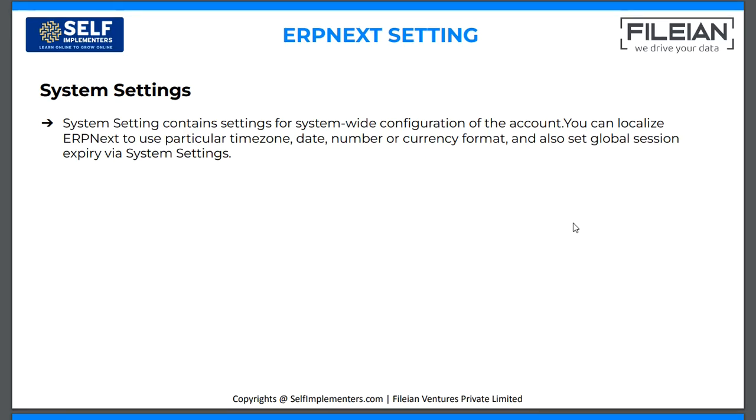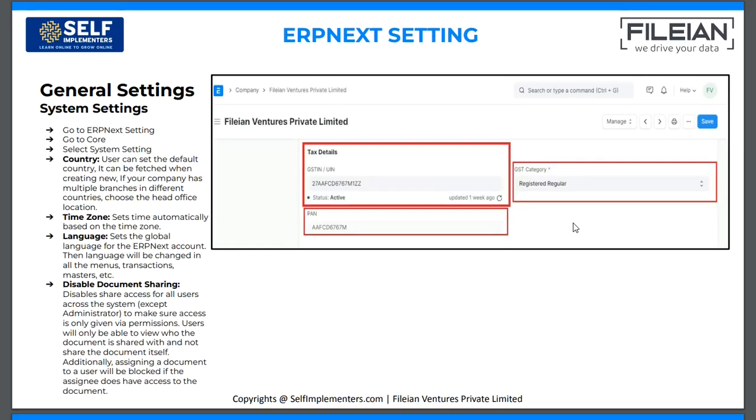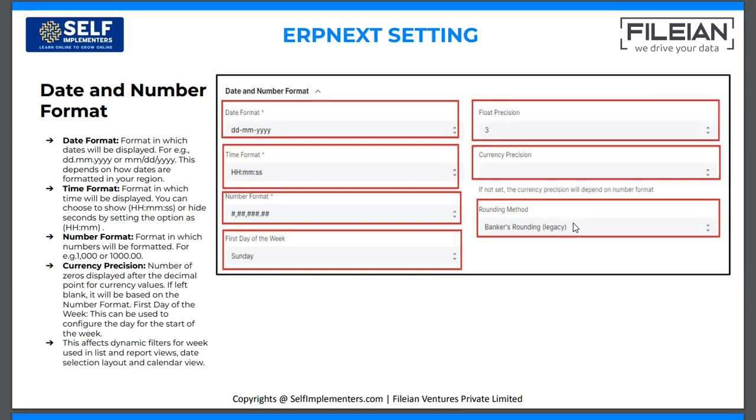System Settings contains settings for system-wide configuration of the account. You can localize ERPNext to use a particular time zone, date, number format, currency format, and also set a global session expiry via System Settings. Also, we will see some of the general system configurations for a particular company. We will see how we can set the date formats, time formats, number formats, and the floating precision and decimal precisions for the currency and the numbering.